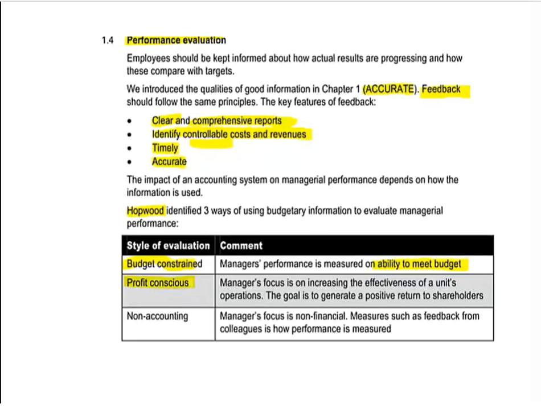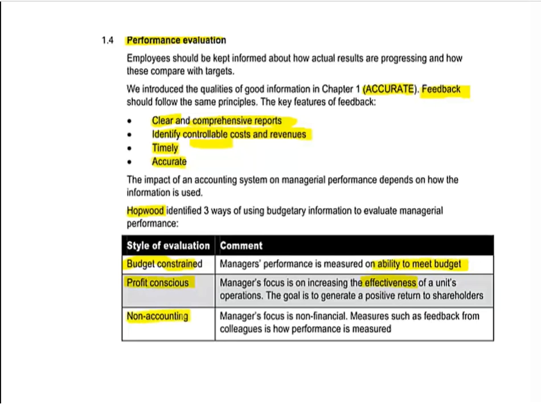The profit conscious manager then is trying to increase the effectiveness. So basically, like, do more for less. They want to generate a positive return for shareholders, so they'll be looking at the impact of decisions on the bottom line.